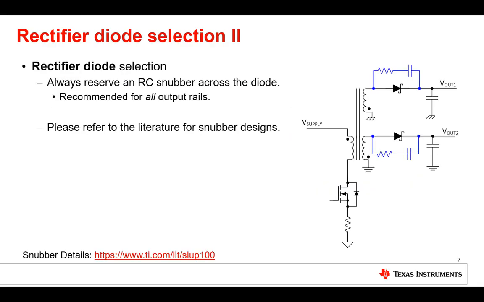As well as on the primary side, we recommend reserving the space for snubber components across the rectifier diode. I normally place an RC snubber with a resistor in a package that can dissipate something like 0.5 to 1 watt.